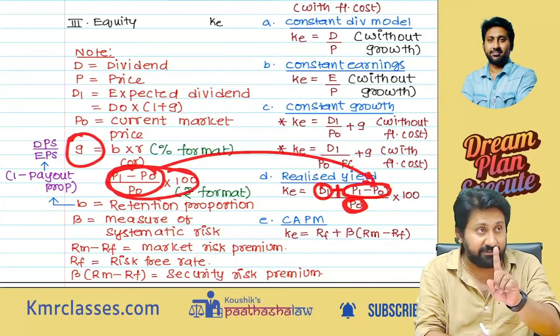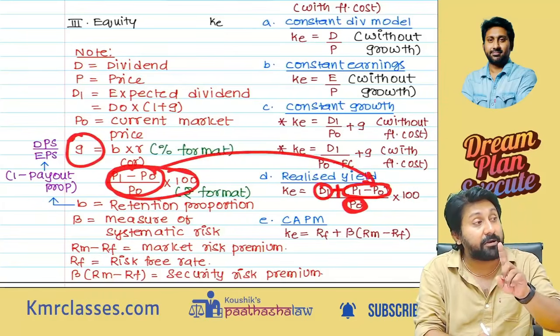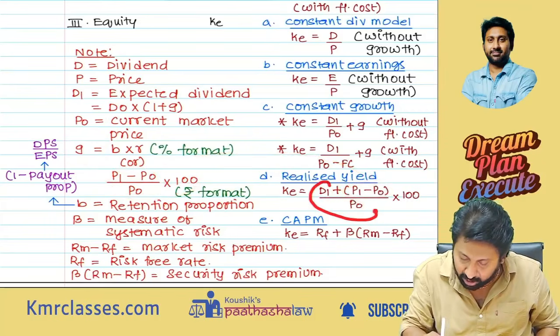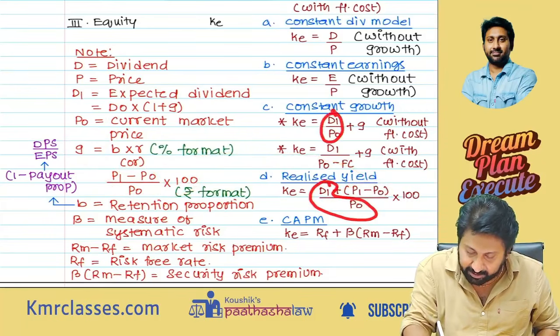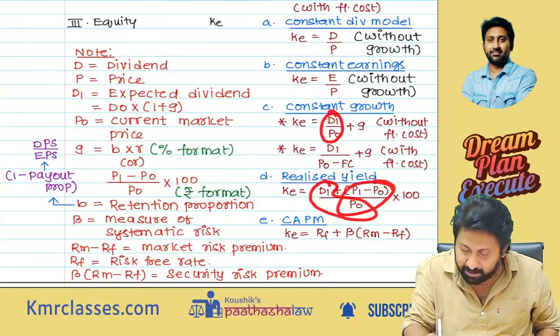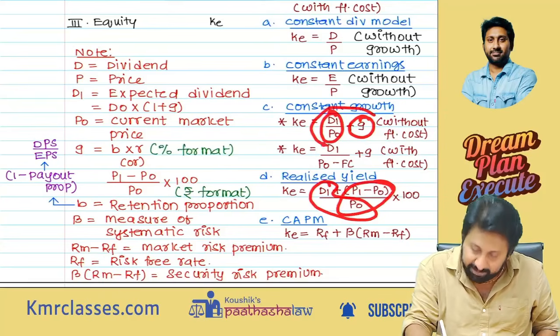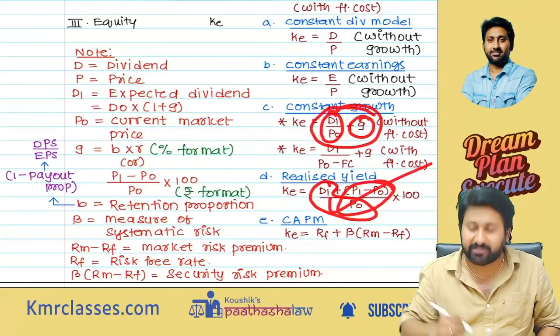B into R is one way. P1 minus P naught, whole divided by P naught into 100, is another way of calculating the growth. So D1 by P naught is the first part of the formula, and P1 minus P naught, whole divided by P naught, is another way of telling growth. So D1 by P naught plus G can also be said like this.